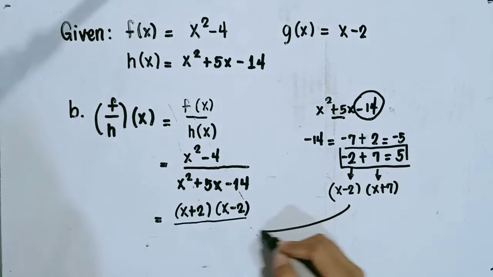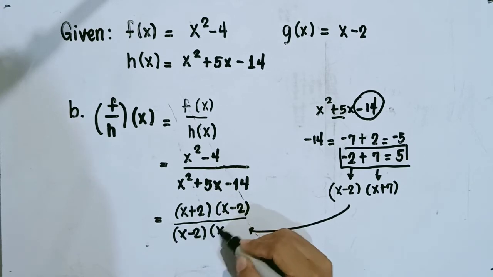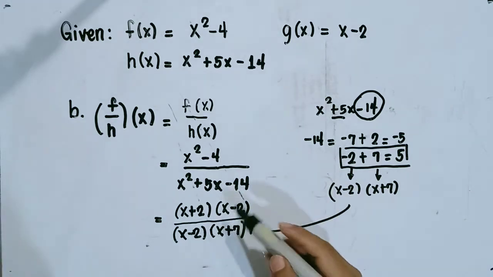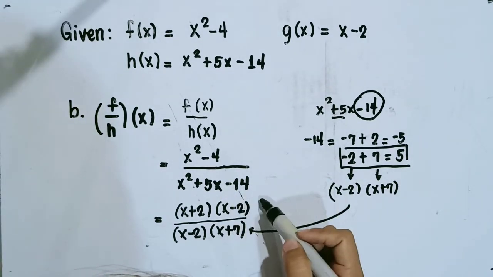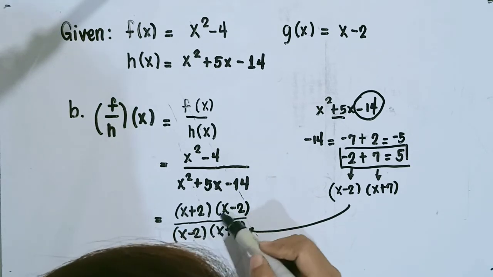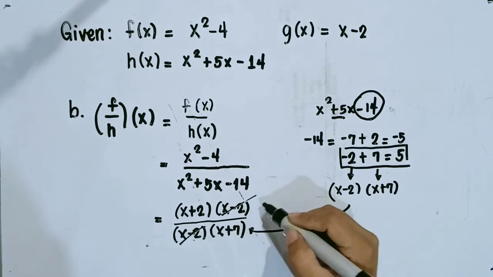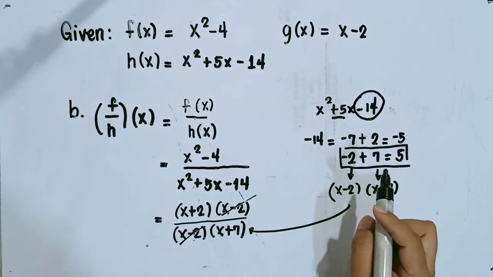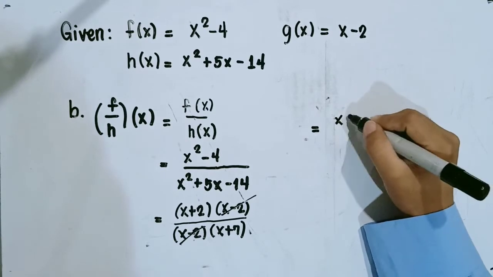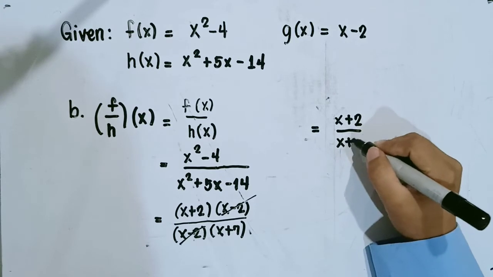So we will write it here, x minus 2 and x plus 7. Then check if there are similar expressions in both the numerator and the denominator to be cancelled. So we have x minus 2 and x minus 2. So we will cancel this one. It will result to positive 1. And you don't need to write 1 here because that's already understandable. So the remaining expressions, we have x plus 2 over x plus 7.